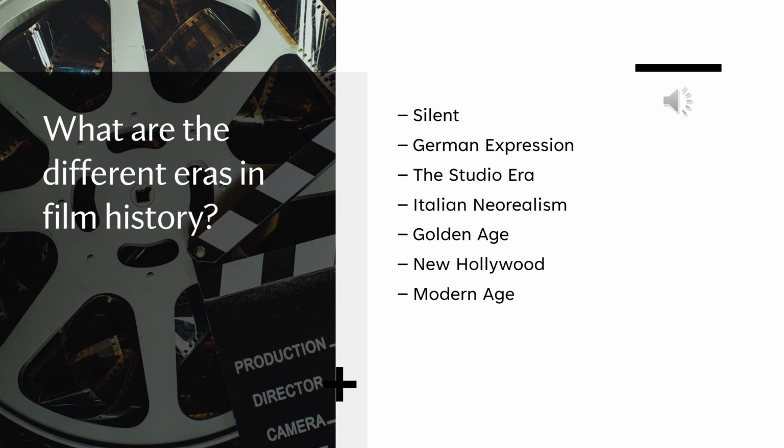Next we have the Italian neorealism. An example in this era would be Bicycle Thieves in 1948. Directed by Vittorio De Sica, who was a significant filmmaker of this time. Then we have the Golden Age.